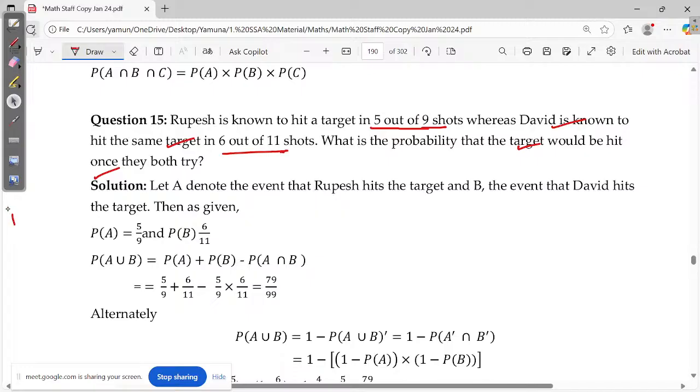First, we have to check what type of event this is. Probability is an easy concept if you understand it. Please check. We are talking about two persons. One is Rupesh and another person is David. I am Rupesh, you are David.